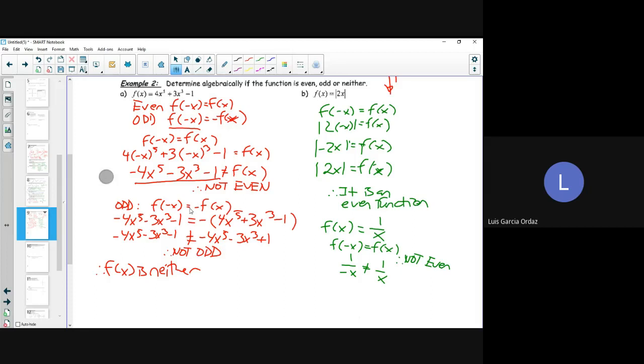So let's try to prove that it's odd, okay? For odd, we have f of negative x is equal to negative f of x. So we have 1 over negative x is equal to negative 1 over x. So is it odd? Yes, because this is the same thing as writing negative 1 over x. Therefore it is odd.